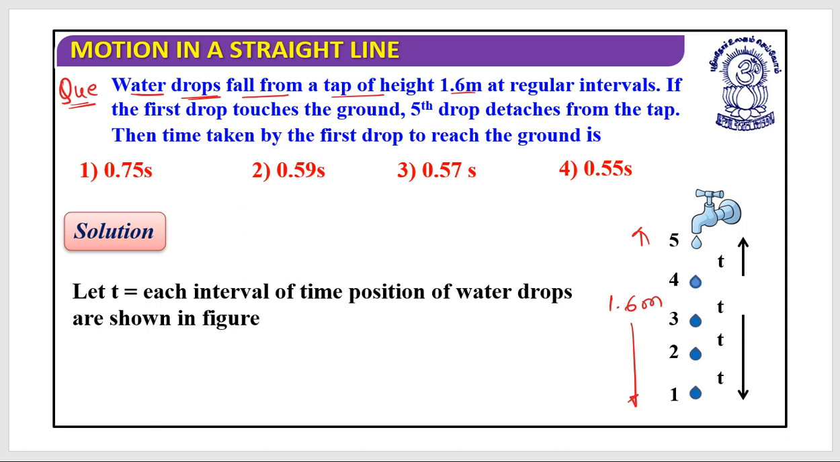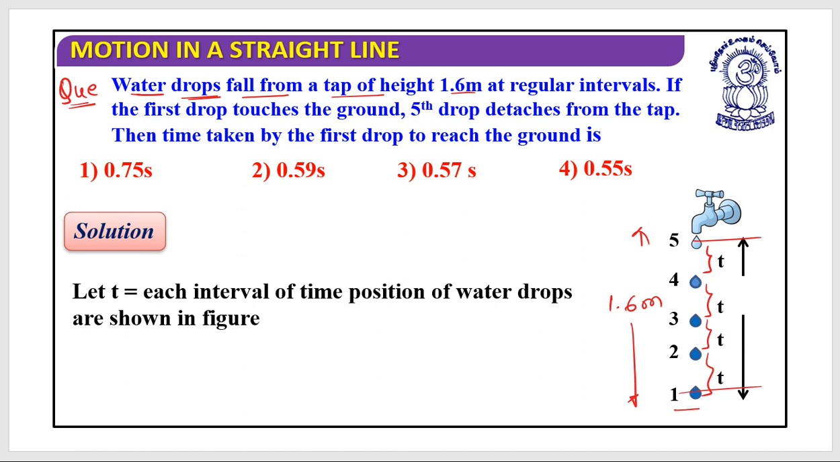If the first drop touches the ground, the fifth drop just detaches from the tap. Then find the time taken by the first drop to reach the ground. Yes, they want the time of flight of this first drop. So what I can do is let's assume that this is time t, this is time t, this is time t, and this is time t.